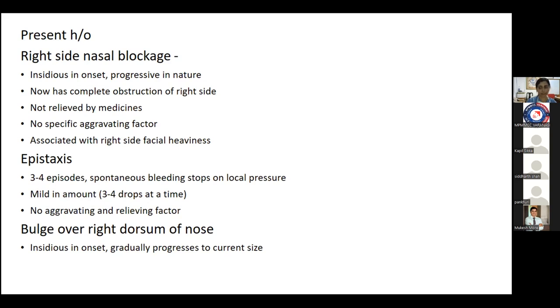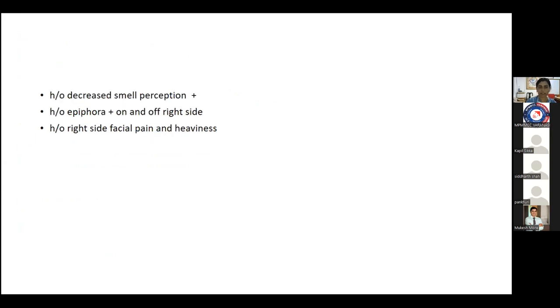Sorry to interrupt here. Can I have the age again? 61-year-old. Patient also gives history of bulge over the right side dorsum of nose, which is insidious in onset, gradually progresses to current size. Do we have a clinical photograph here? Unfortunately, I have lost the photos and the endoscopy. I have the MRI only.